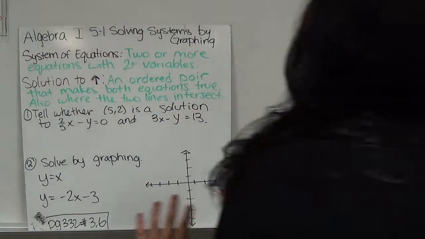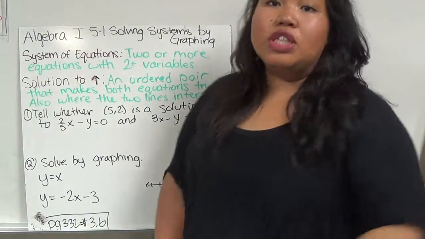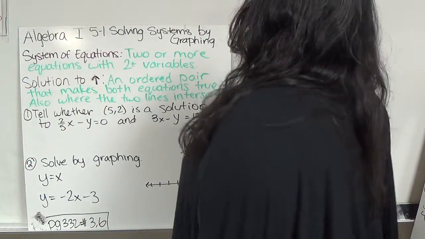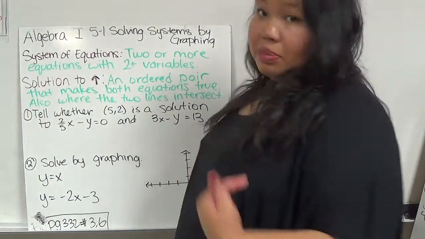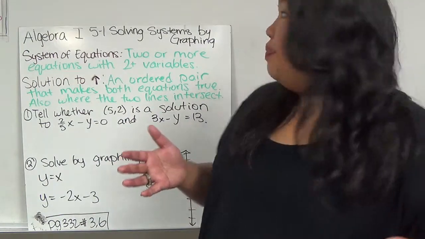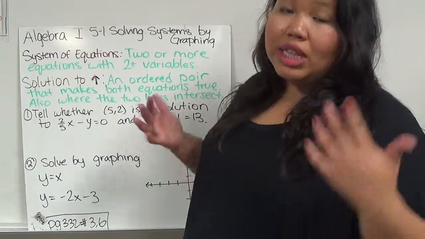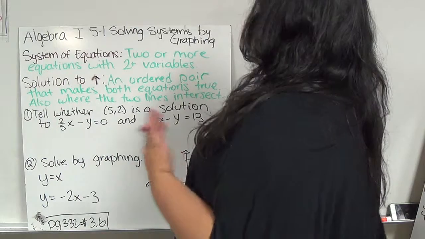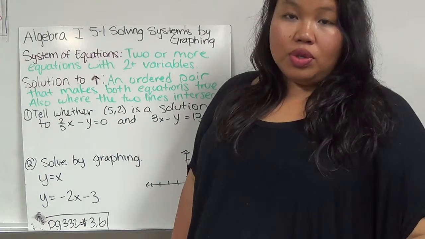In Algebra 1, Section 5.1, we're dealing with solving systems of equations by graphing. Now, a system of equations is two or more equations, but in this case we're just focusing on two. So two or more equations with two or more variables, okay?